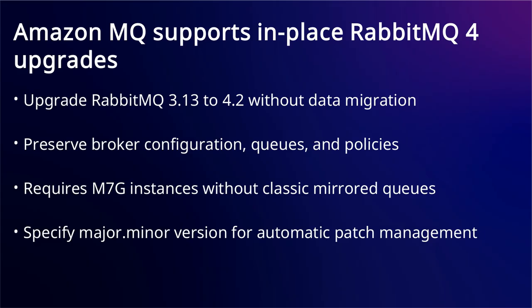To be eligible, your brokers must run on M7G Graviton instance types and must not use classic mirrored queues, which have been removed in RabbitMQ 4.2. A queue migration tool is available to convert classic mirrored queues to quorum queues before upgrading. After upgrading, you only specify the major.minor version, as Amazon MQ automatically manages patch version upgrades for RabbitMQ 4.2 brokers. Your broker will be unavailable during the upgrade process while Amazon MQ performs the version change.